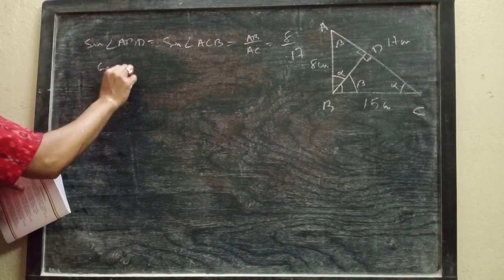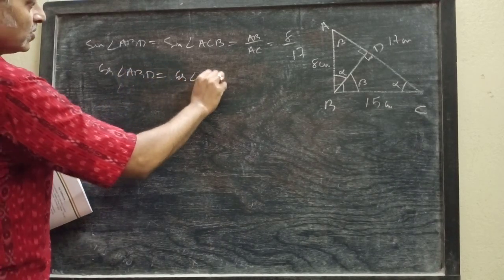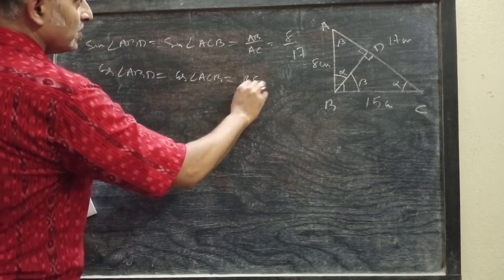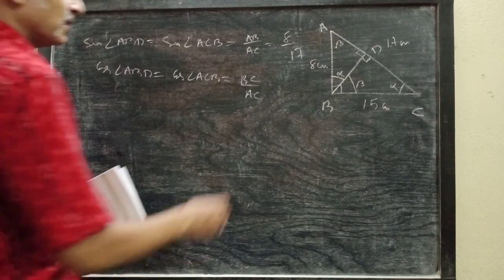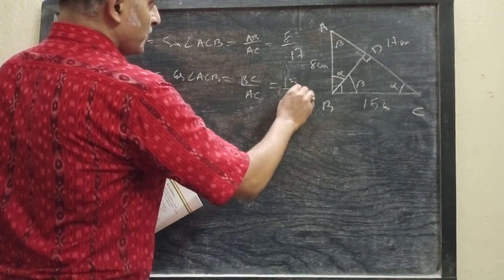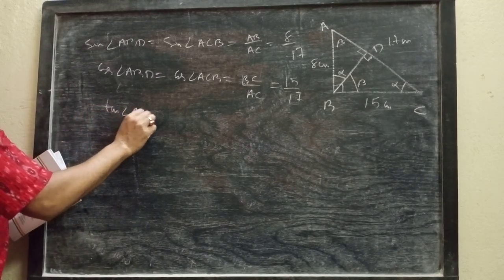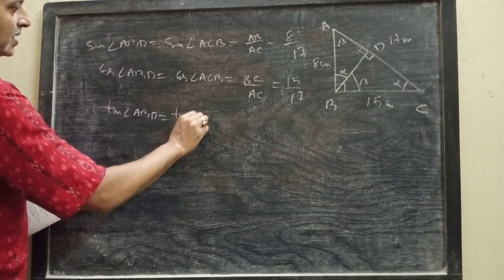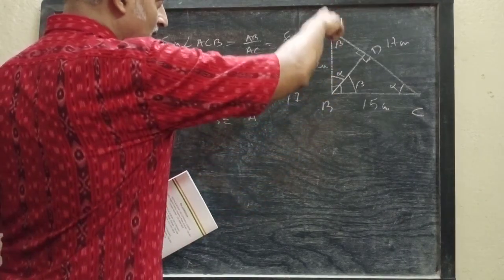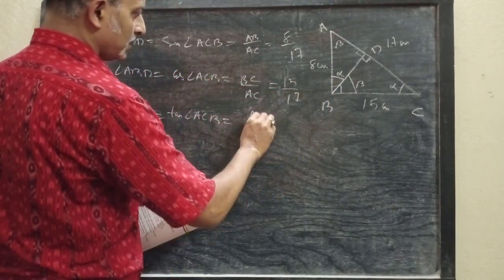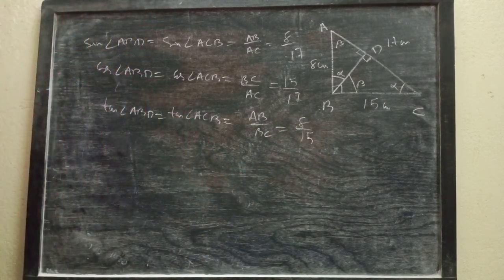Similarly, cos angle ABD. This will ultimately be cos angle ACB. This will be BC by AC, base BC, hypotenuse AC. So this becomes 15 by 17. Next, tan angle ABD, that is tan angle ACB. This will be perpendicular by base, AB by BC. This will be 8 by 15.